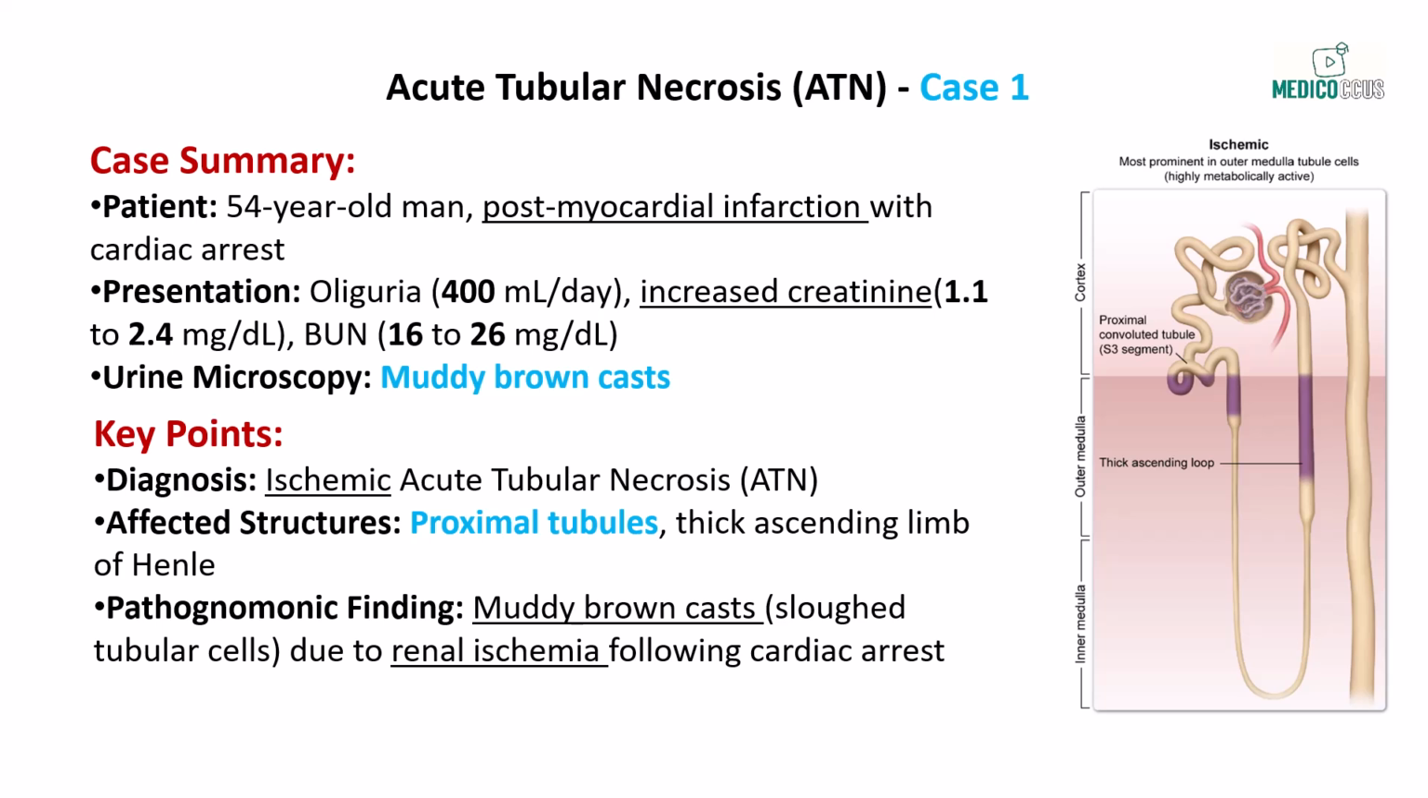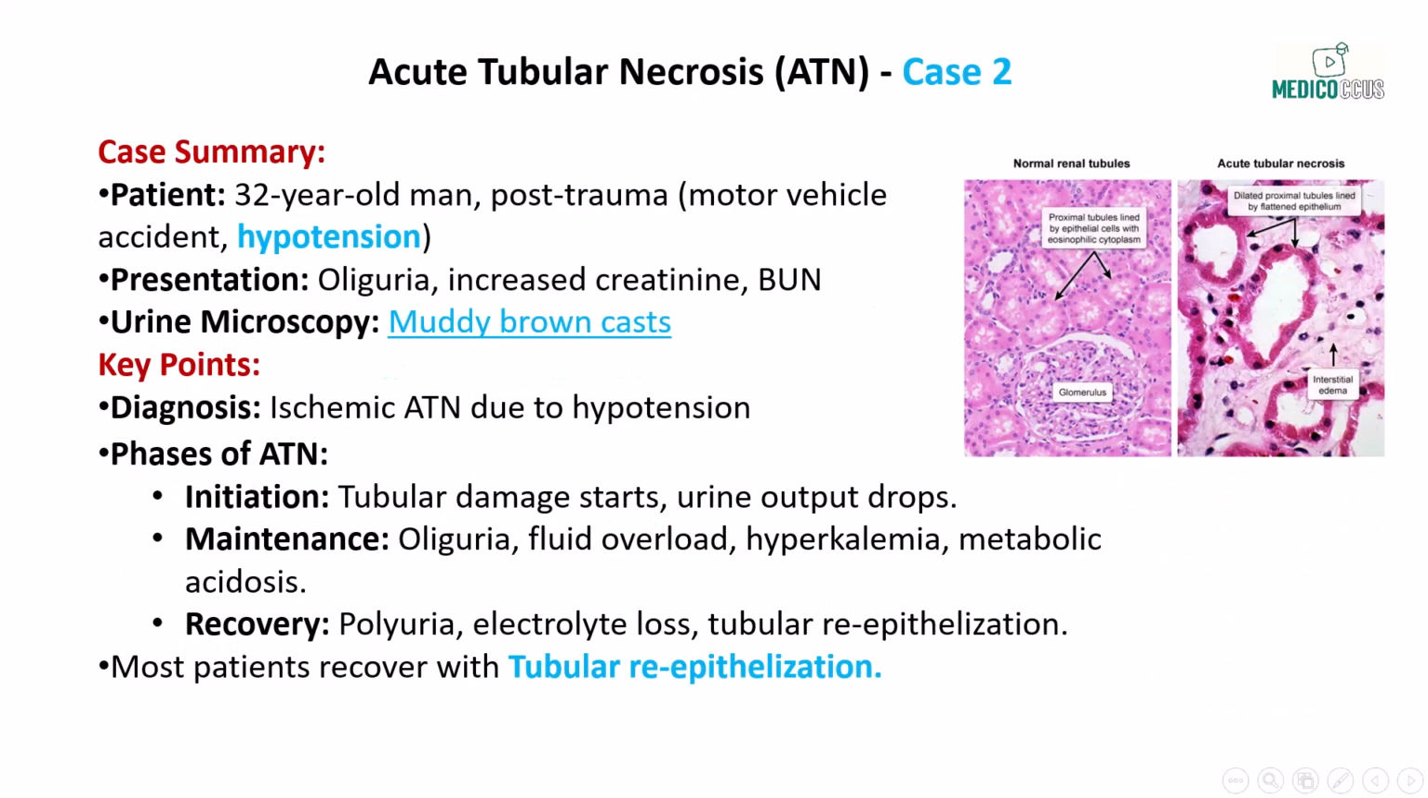On histology, you would see flattening of the tubular epithelial cells, loss of the brush border, and necrosis of the cells lining the tubules. Now let's move on to a 32-year-old man who was hospitalized following a motor vehicle accident with multiple fractures and internal bleeding. He underwent surgery for a femoral fracture, but developed oliguria on the second day of hospitalization. This patient was later diagnosed with ischemic acute tubular necrosis due to hypotension from his injuries.